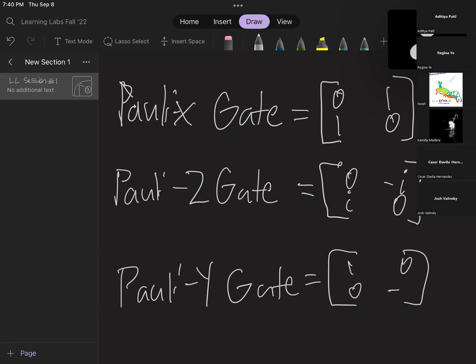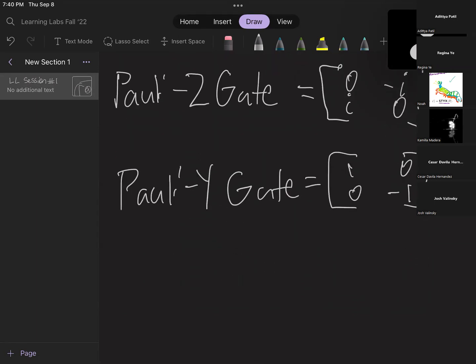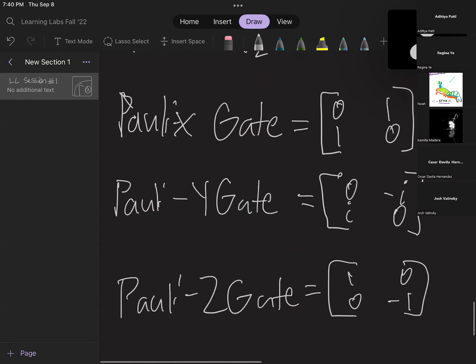Okay, so these are the real correct matrices. My fault for not getting them right before. Is that good? We're all good now? Okay, we're all good, just to make sure.